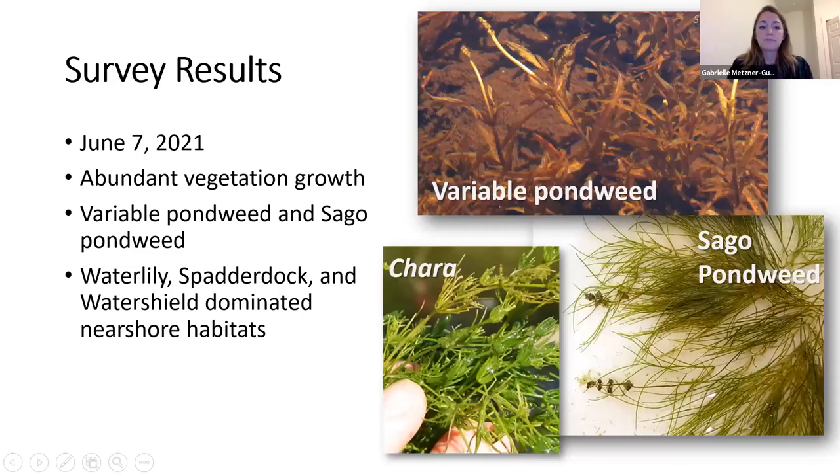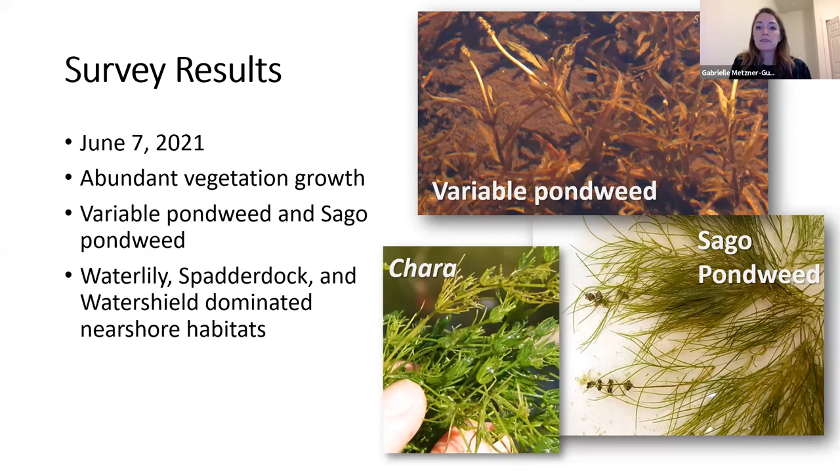Next slide, please. So for Joslin Lake, when we conducted the survey on June 7th, we found that desirable native plant species were chara, variable pondweed, sago pondweed. I've got some examples here for you, just so you can see what those species look like. Horn pondweed is another one, which is really fun to look at because it has cute little flowers, usually in the early season. And we saw some naiad and common bladderwort. These are all really good native species, really good to see on lakes.